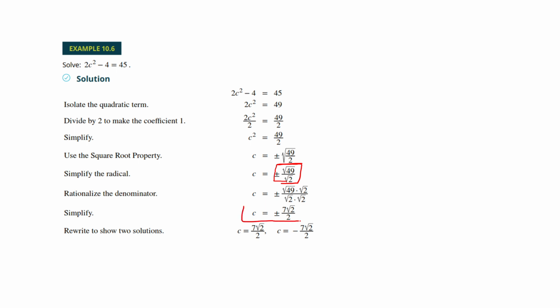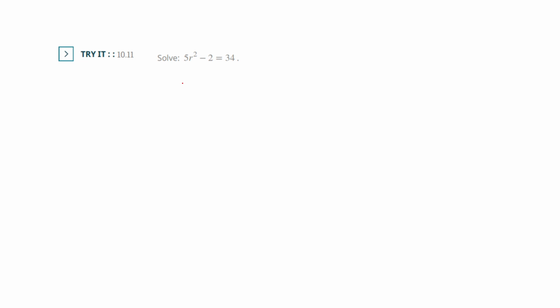So we'll work one here and I'll talk you all the way through it. But you know all the skills that are required. So first I'm going to send 2 to the other side by adding 2 and get 36. Now divide by 5. Okay, so square root this now, and we're going to get r is plus or minus the square root of 36/5.